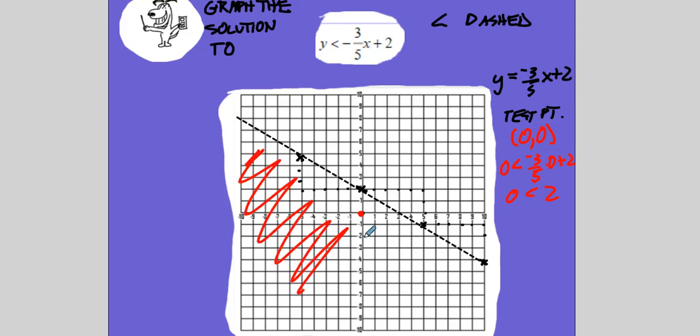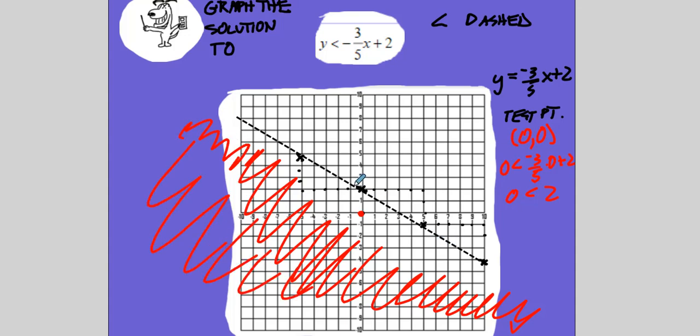That is the solution. It includes everything over here on the left half plane, except the actual dashed line, because that is an inequality. It's a less than, it's not a less than or equal to. So the solutions go right up to the boundary but do not include it in this problem.